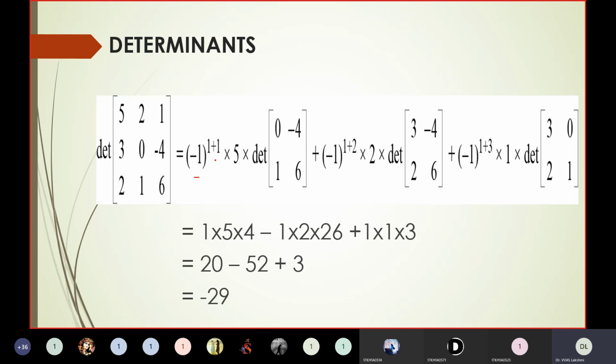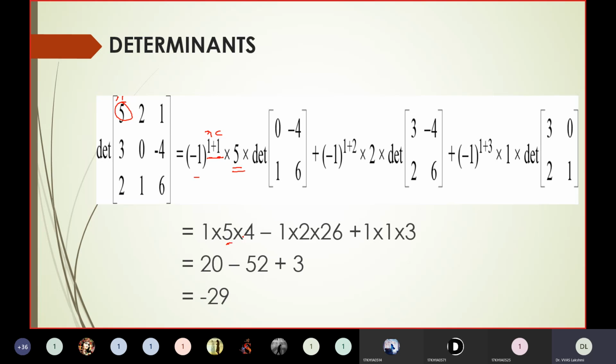So what that means is, first row, first column. Here we are going to calculate the determinant for this one. What is the position of this element? First row, first column. That's why minus 1 is raised to the power of row number plus column number. Here we are going to calculate the determinant value for 5.